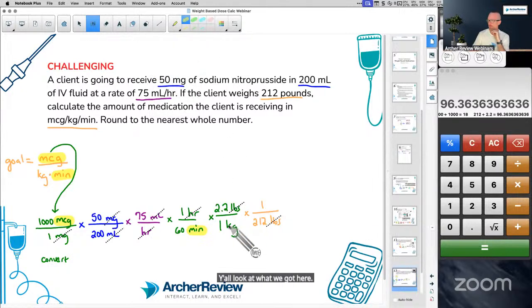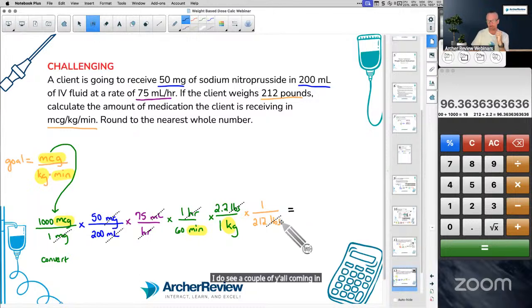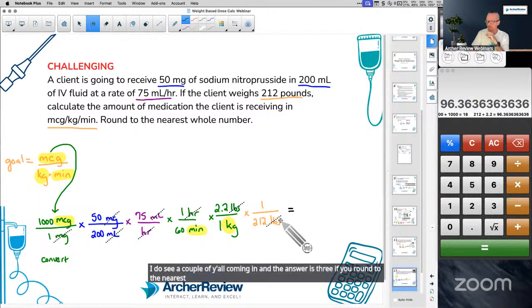Y'all, look at what we got here. Micrograms, only word left at the top. Kilograms and minute, sure, they're not in the same order. It doesn't matter. But those are the only two words that we have left at the bottom. We have met our goal. I do see a couple of y'all coming in, and the answer is 3 if you round to the nearest whole number. So those of y'all that got 3, let me know.